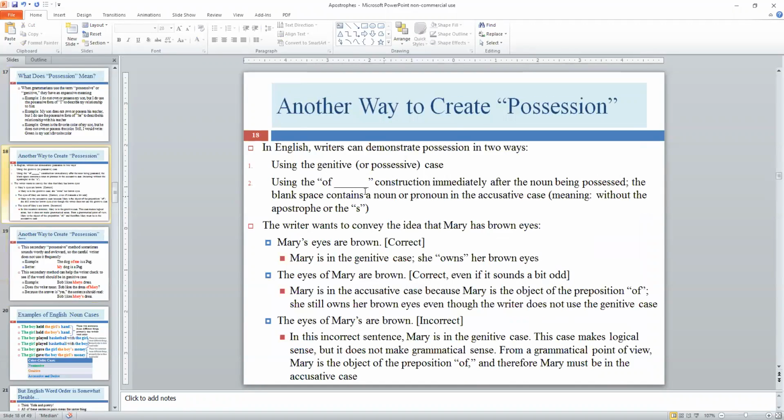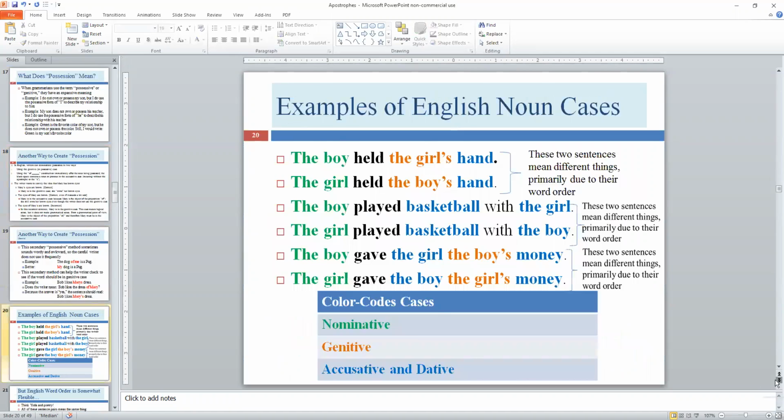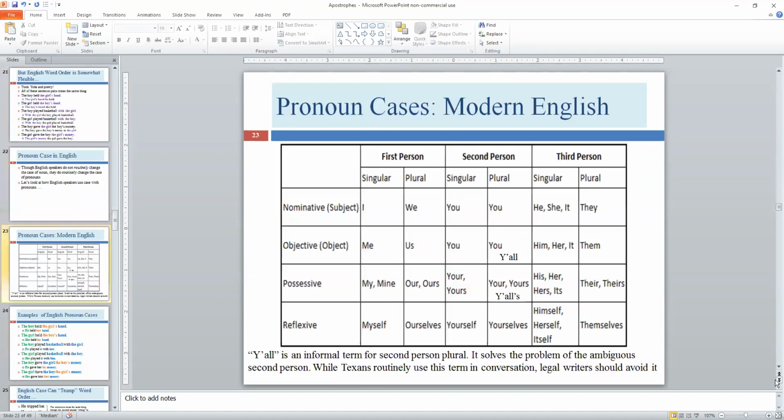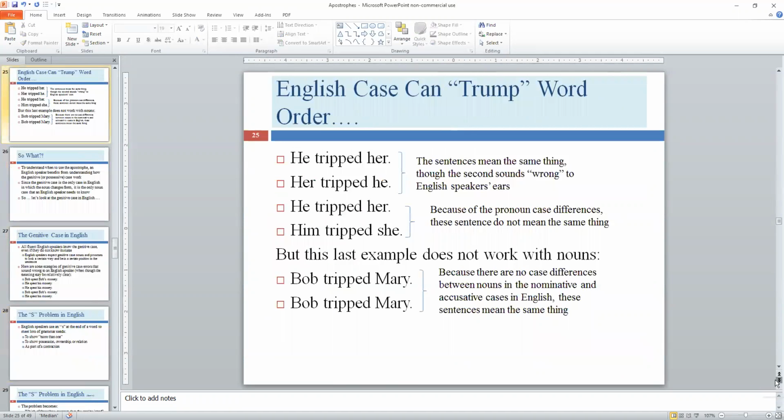We discussed the other way to make a possessive, which is the "of blank" method. This is one way to check to see if the word is possessive or not. If you can replace, in this case, Mary's eyes with the eyes of Mary, we know that Mary is in the genitive case. There's another way to test, though, and that's what we're going to focus on here.